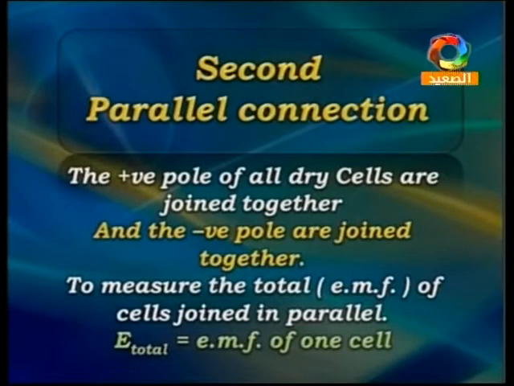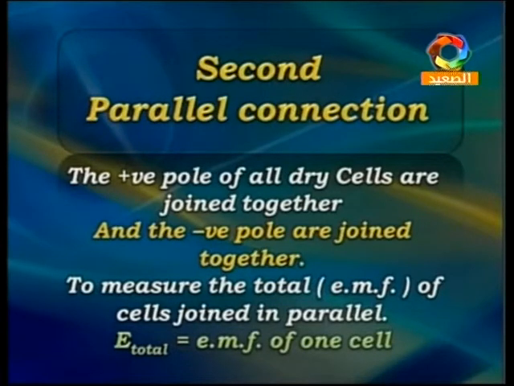And after that we have the second type of connection: the parallel connection. What is meant by parallel connection? It means the positive poles of all dry cells, or all parts or devices, are joined together, and the negative poles are joined together at one point or one end. The total EMF of these batteries all together equals the EMF of one of them. Why? Because they have one point connected to each other.